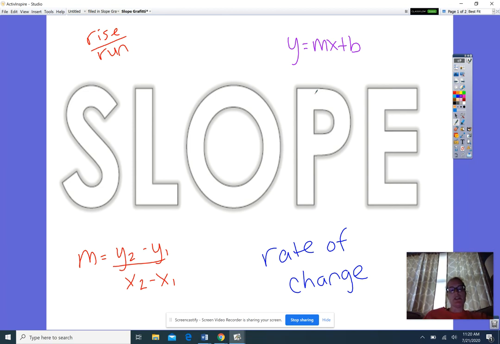So now what I want you to do is I want you to think of different ways that we can represent the different slopes that we've talked about. We've talked about a positive slope, a negative slope, a zero slope, and an undefined slope. So you can be as creative as you want, but I want you to turn this graphic organizer into something that's a little bit artistic.